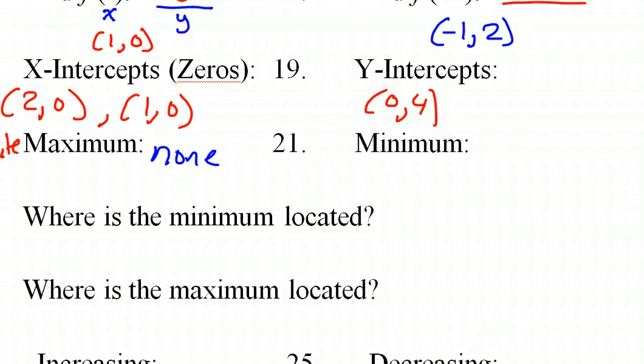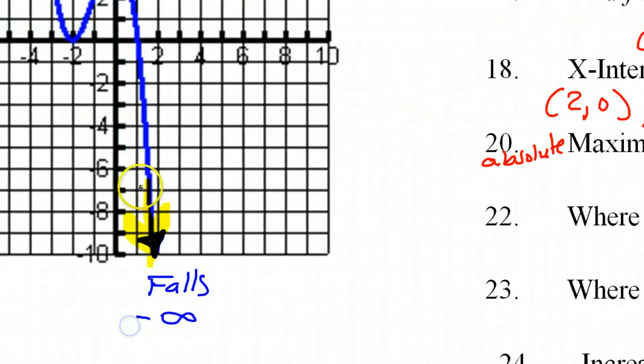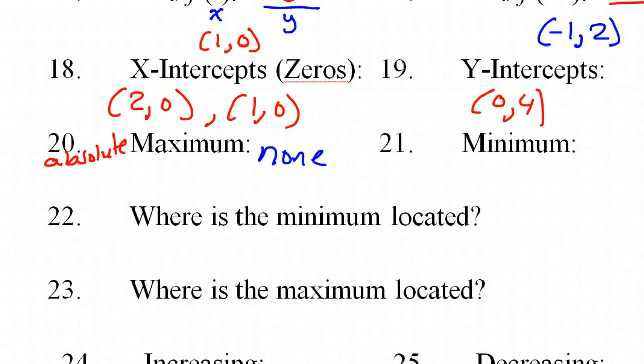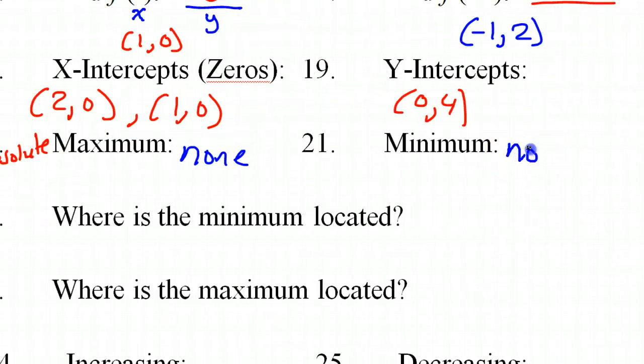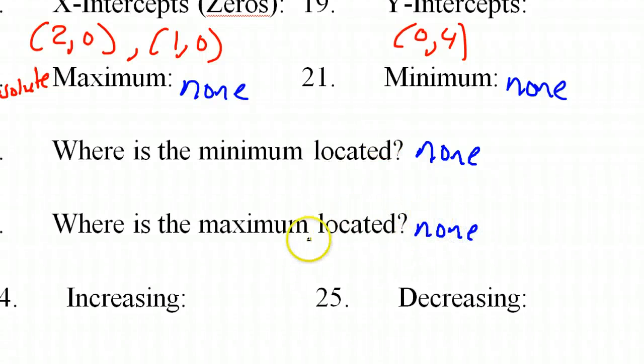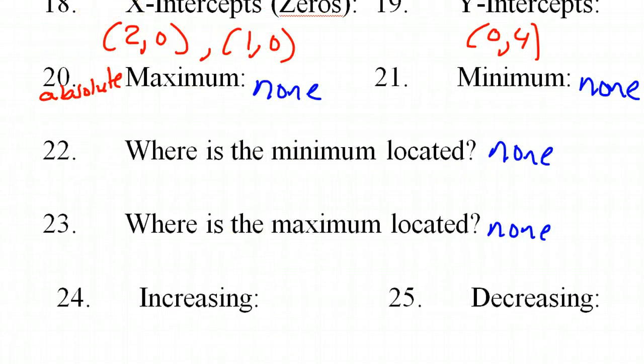Same problem with the minimum. There is no minimum. It goes down and down and down forever. So we would say none. All right? So then they can't ask us where the minimum is located, because that would be none, and they can't ask us where the maximum is located, because that would be none. All right? It doesn't apply. So these weren't very good questions for this particular graph.